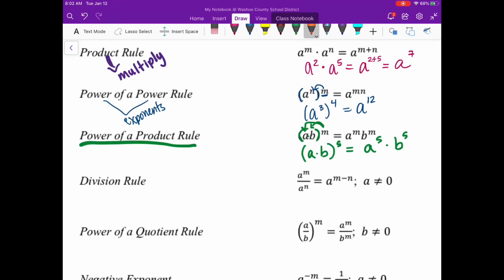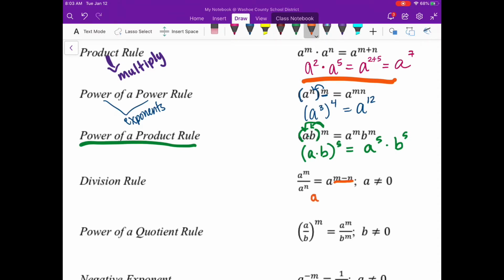So the next one we have is the division rule, and when we're dividing two terms with exponents, we're actually going to be subtracting their exponents, numerator minus the denominator. So the product rule, think of it as opposites. When you multiply, you add. When you divide, you subtract. Okay, so that's just another way to help you remember that.